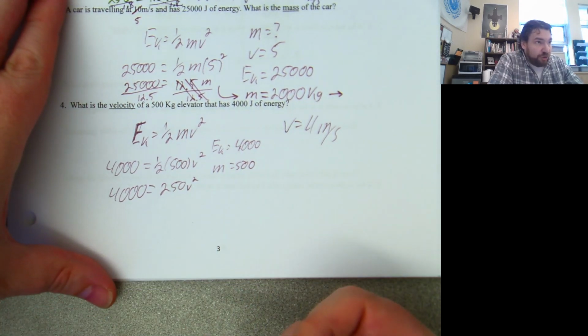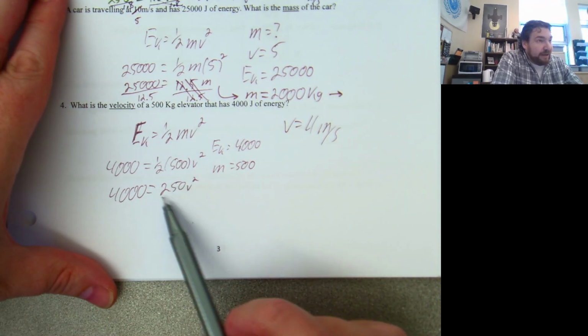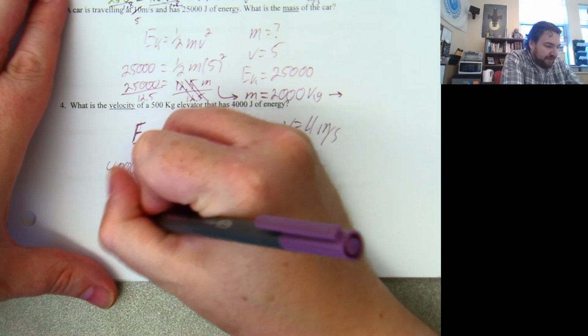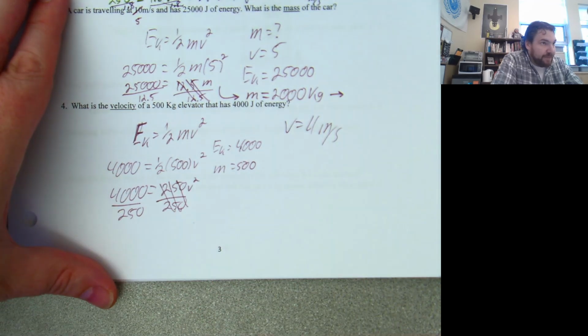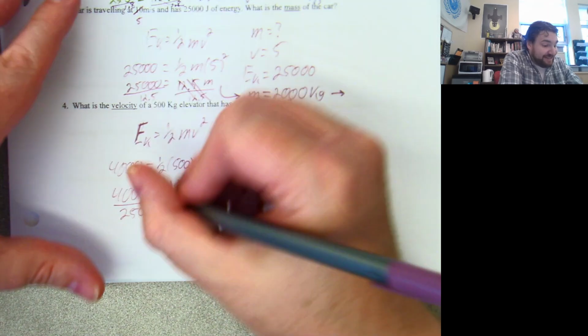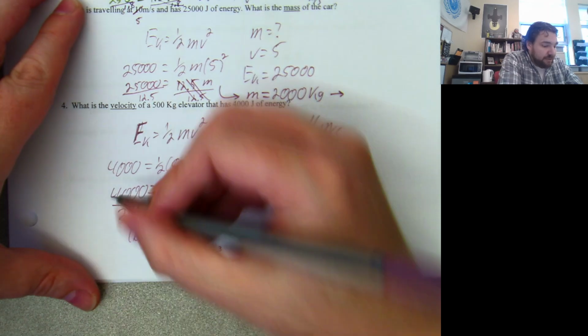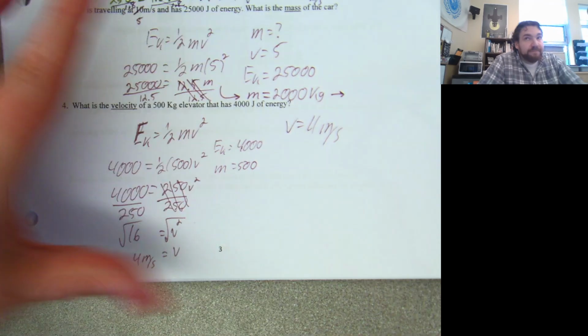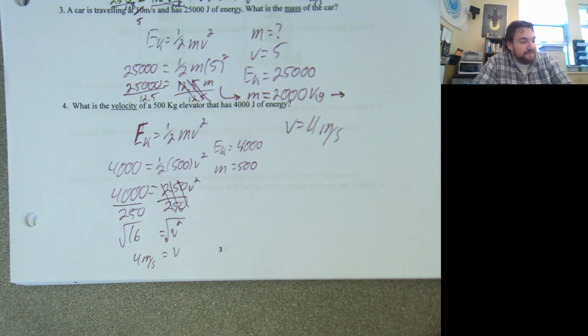Then to get V alone, the first thing we have to do is get rid of the thing that's being multiplied before we get rid of the squared. So we divide by 250, divide by 250. So you're going to get V squared equals, and now 4,000 divided by 250 is 16. Square root, V equals 4 meters per second. No worries. Okay.